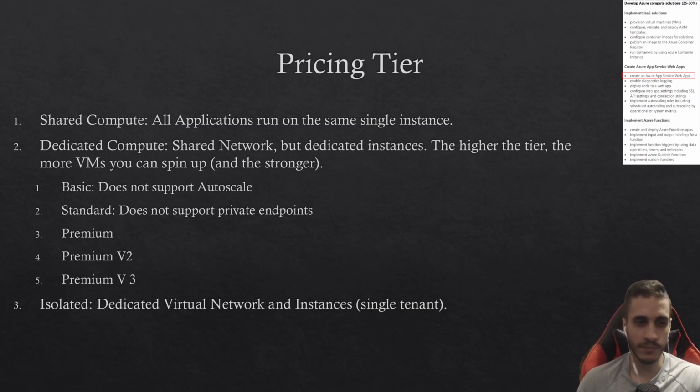So just to touch on them briefly, we have the basic tier, which does not support Autoscale. We have the standard tier, which does not support private endpoints. And then we have the premium tiers, which do support Autoscale. They do support private endpoints. And the higher you go in versions, the stronger VM specs you get access to. And lastly, you have this isolated environment, which I spoke about briefly, where you essentially get your own dedicated virtual network and instances, where you run this in a single tenant, completely isolated from other customers.